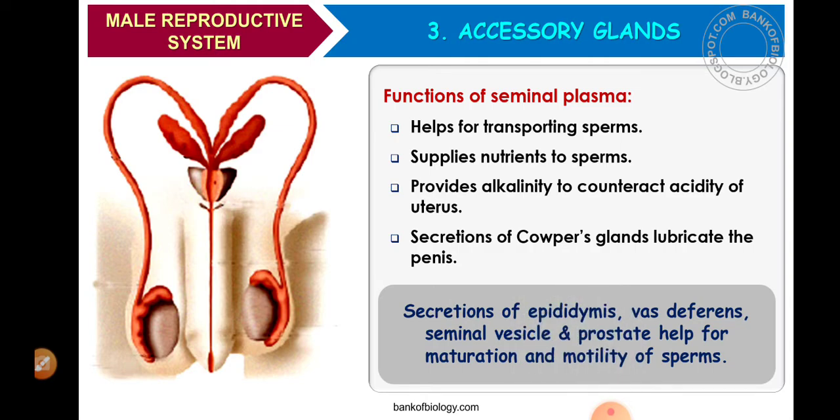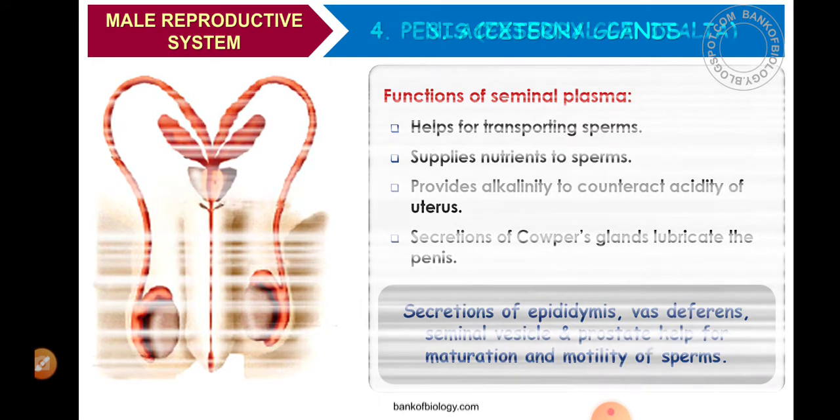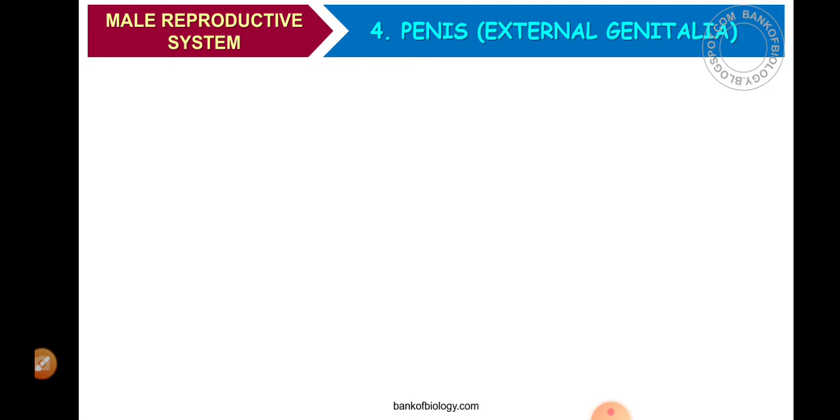Now what is the function of seminal plasma? It helps in transport and nourishment, and the pH of the medium is slightly alkaline. Seminal plasma has an alkaline pH which helps to neutralize the acidity of the vagina. The secretion of Cowper's gland helps to lubricate the penis. The secretions of the epididymis, vas deferens, seminal vesicles and prostate gland all help in maturity and motility of sperm. The main part of maturation takes place in the epididymis.